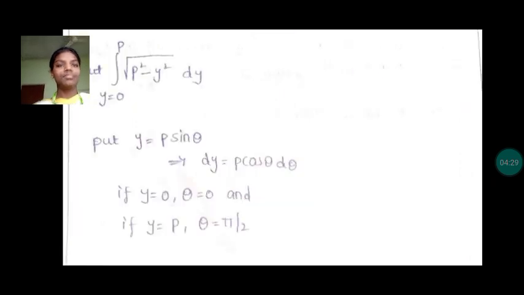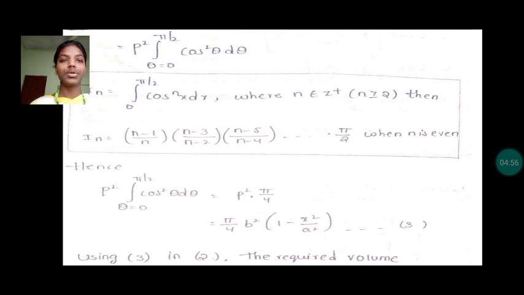Then consider ∫ y=0 to p √(p² − y²) dy. Put y = p sin θ, then dy = p cos θ dθ. If y = 0, then θ = 0, and if y = p, θ = π/2. Then it becomes p² ∫ θ=0 to π/2 cos²θ dθ.